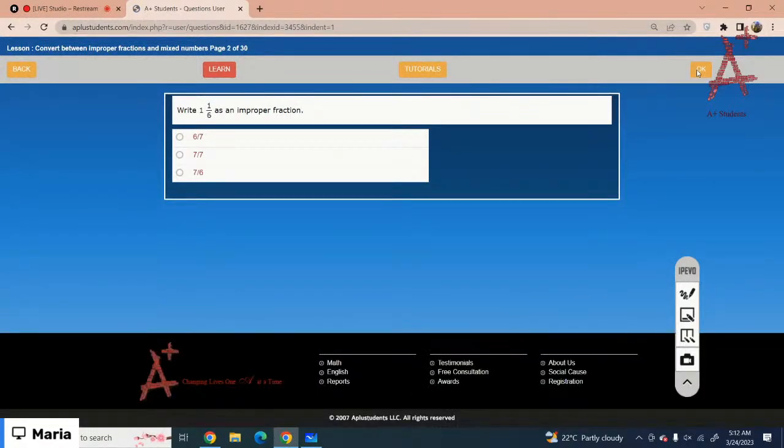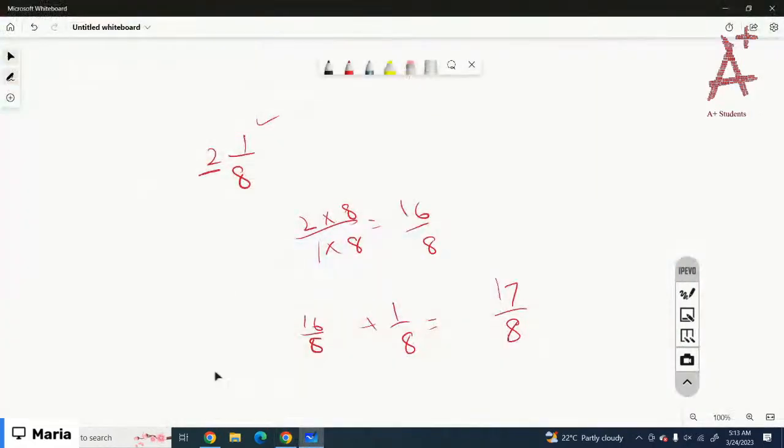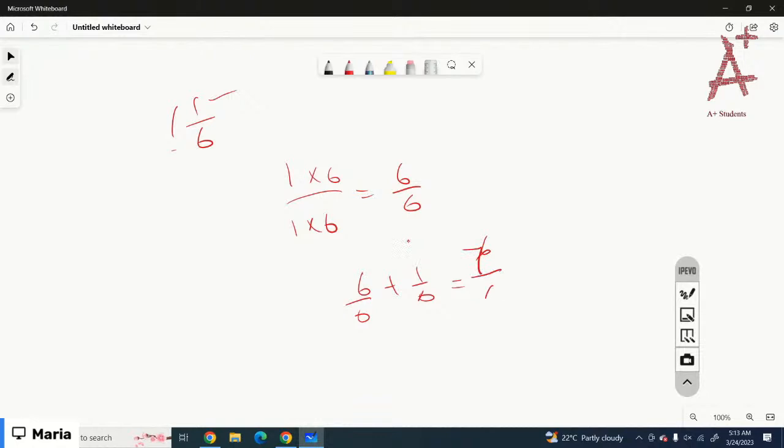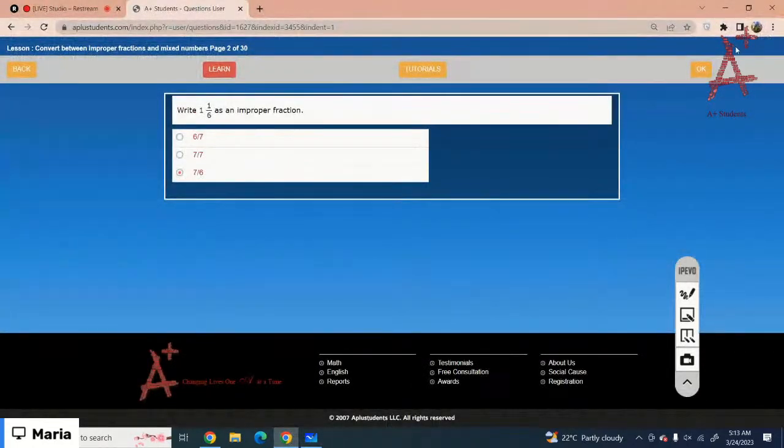Okay, the next one is write 1 whole 1 over 6 as an improper fraction. So it would be 1 whole 1 over 6. So here is the whole number. Multiply and divide it by the denominator. It would be 6 over 6. Got it? Just add the fractional part in this. 6 by 6 plus 1 over 6 equals 6 plus 1 is 7 over 6. Got it? Yes, very good. The correct option is 7 over 6.